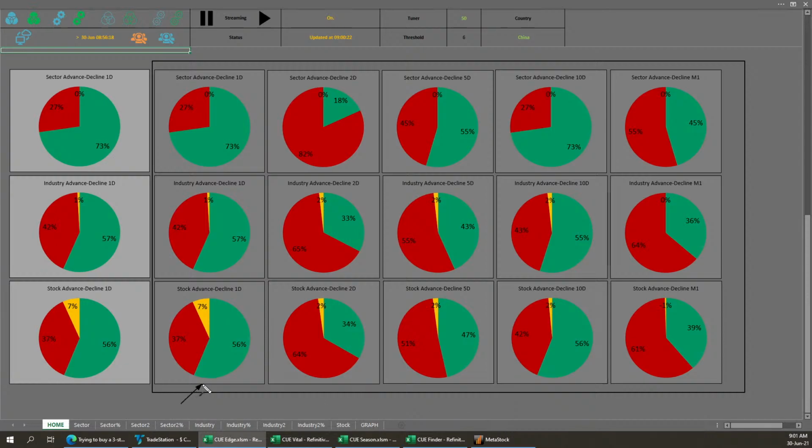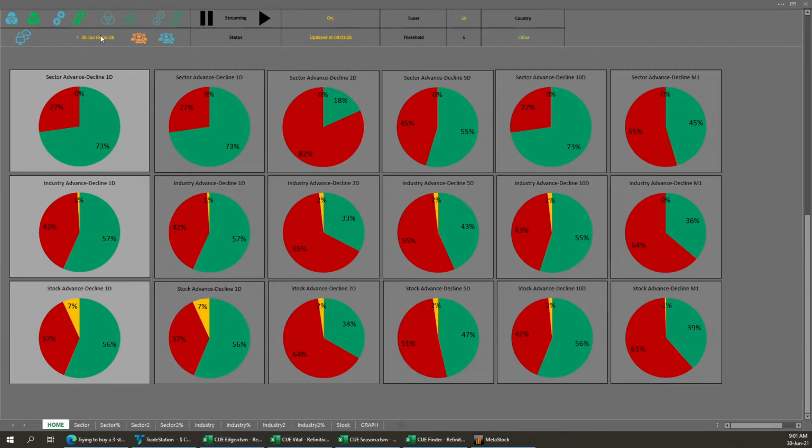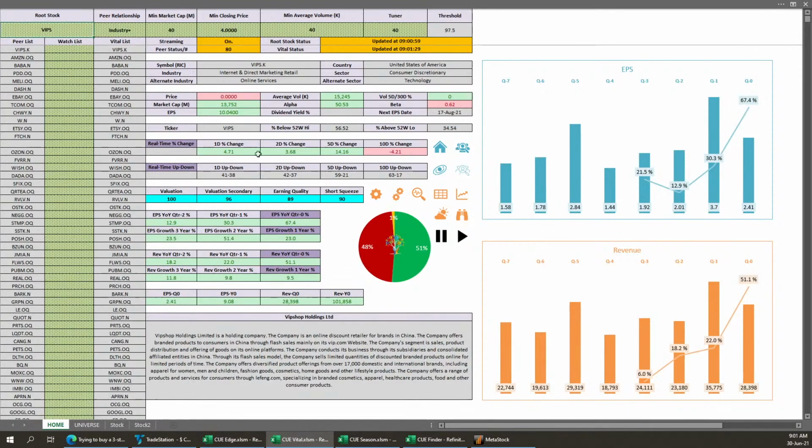Today is slightly bullish, 2-day period more bearish, 5-day period slightly bearish, 10-day period more bullish, 1 month more bearish. So this is a very flip-flopping picture, not giving any clear idea at all. Worse than what we saw in the USA market, no clear idea at all. In any case, the purpose was to check the internet and direct marketing retail industry in the China market. Let's check that out now for VipShop.